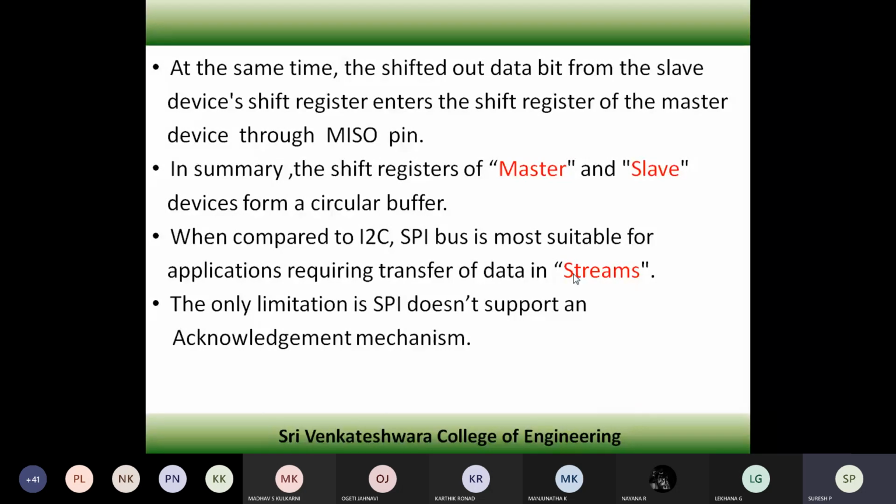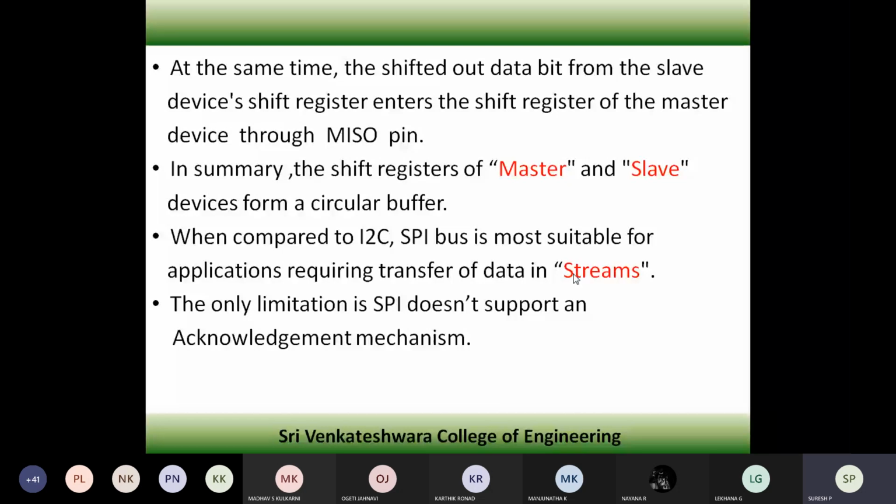It sends the data from master to slave, slave to master, again from master to slave, and again slave to master. So it will be in a circle only. So it is going to form the circular buffer. Okay, so that's what your SPI stands for.